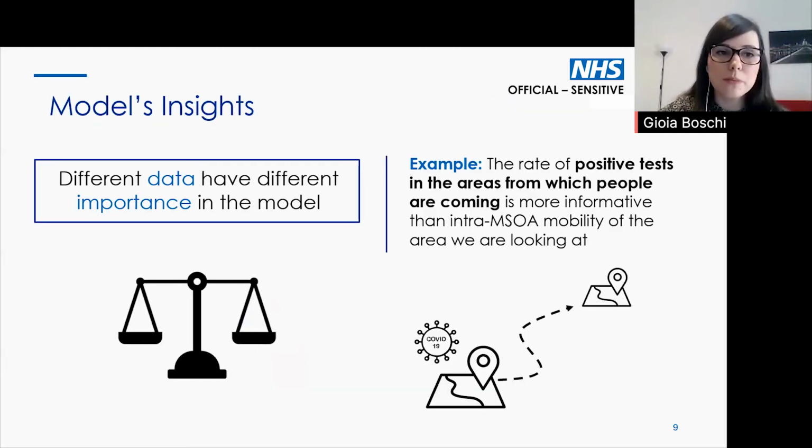Apart from model performance, there are other insights that can give useful information about the problem. For example, measuring different data importance or the predictive power of different data sources can help the NHS understand which data sources to prioritize in future. For example, in my model, the rate of positive tests in the areas from which people are coming is more informative than the MSOA mobility of the area we're looking at.